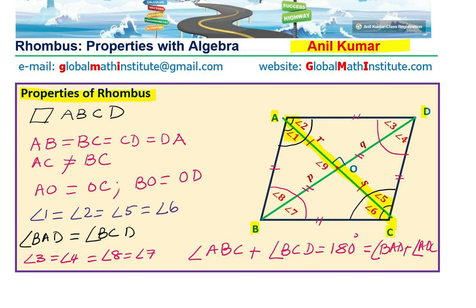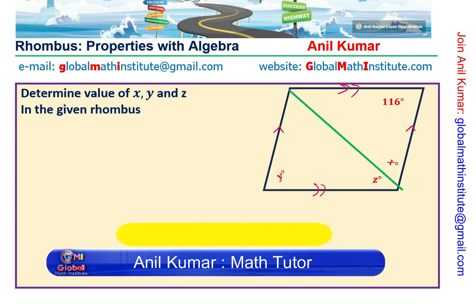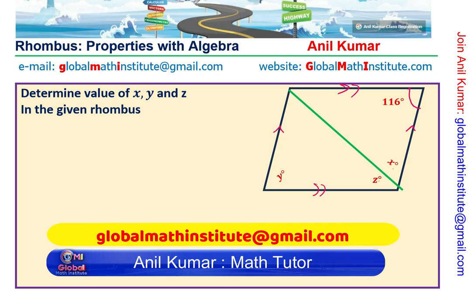Perfect. Now, based on these properties, let's have a question on angles itself, where we are given a rhombus. And when we are given a rhombus, we know that the opposite sides are parallel, right? And also all the four sides are equal. Now, in this case, we are given an angle of 116 degrees. Can you tell me what is the measure of angle x, y, and z? Right? X, y, and z. So we are given one angle as 116.